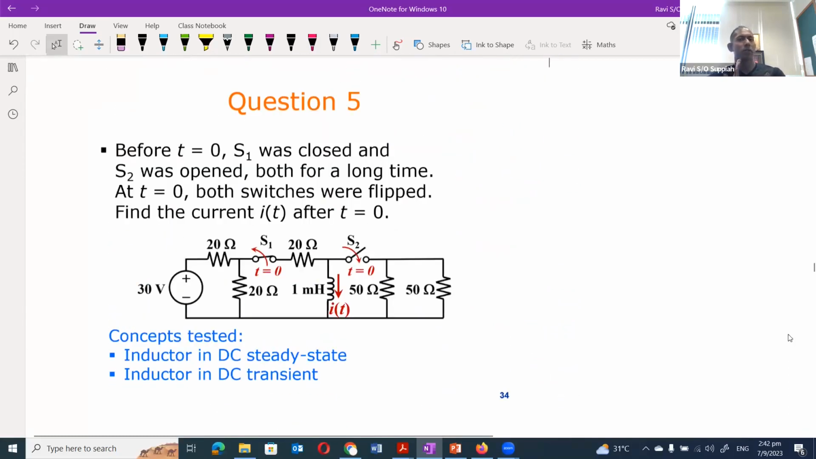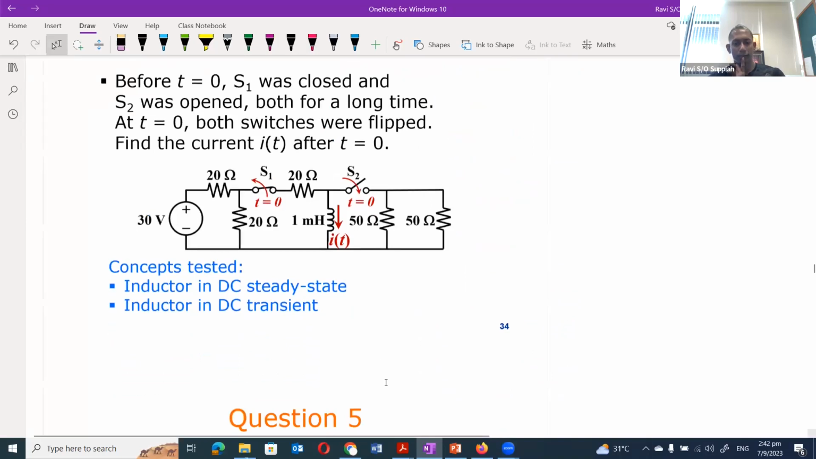Okay, let's go on to the next question. Question 5. Before t equals 0, S1 was closed and S2 was open, and at t equals 0 both switches are flipped. All right, so let's look at this.